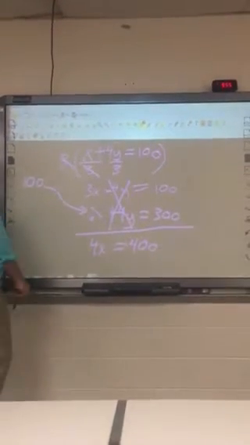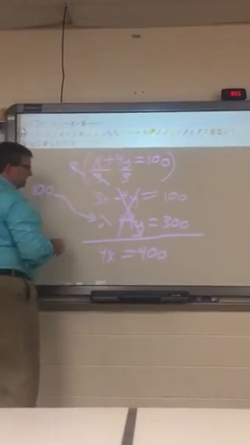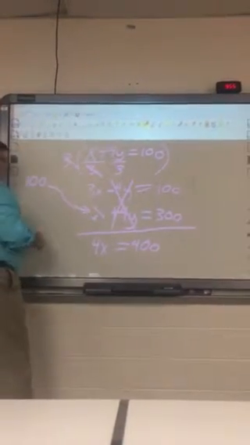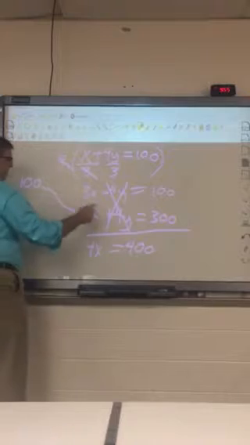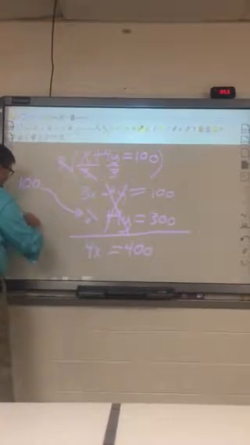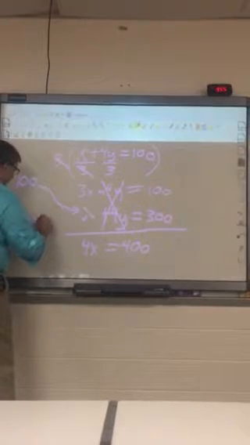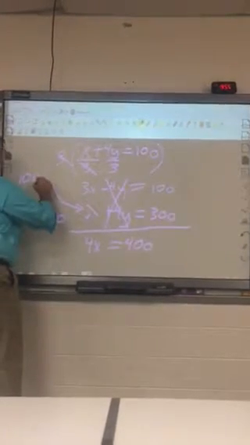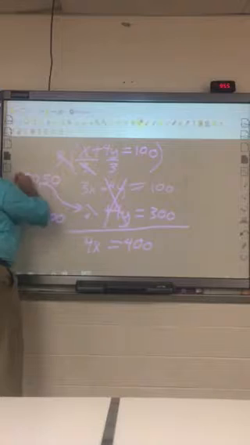Or I could do it at any of these. It doesn't matter. But anyway, we're going to plug 100 here in, subtract from both sides. So now I have 4y is equal to 200 and y is 50.